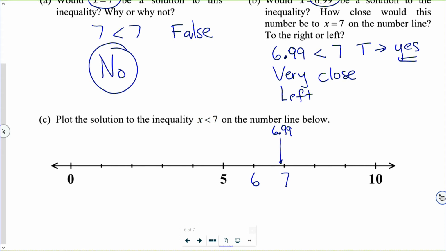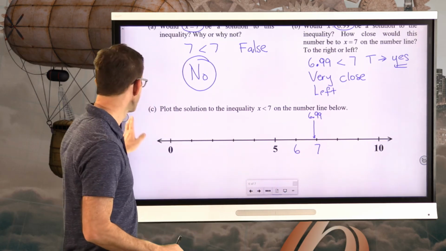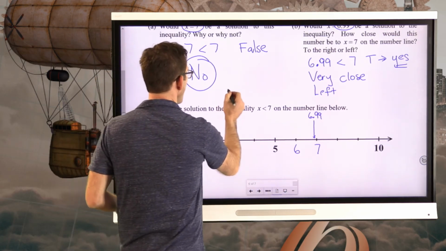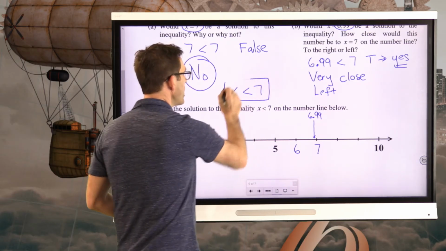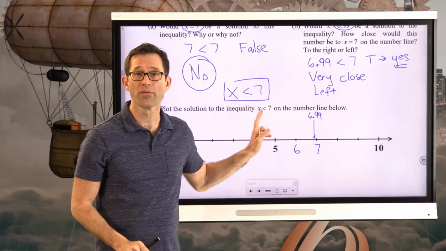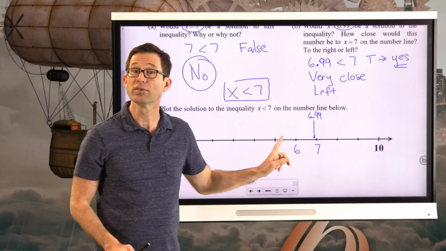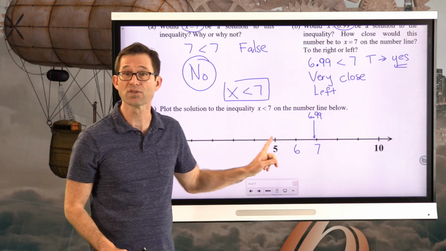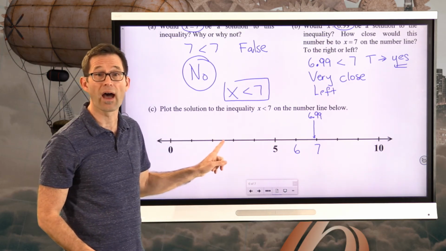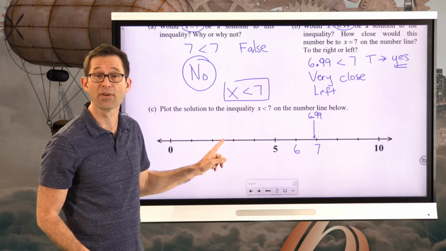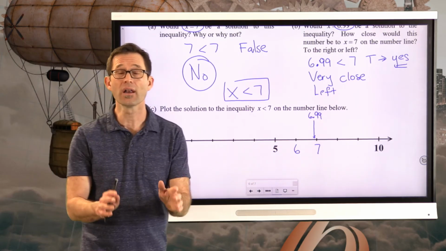Now, keep in mind, 7 is not part of the solution to this inequality. Let me write the inequality right here so I don't have to go back up. 7 is not part of the inequality, but 6.99 is. By the way, so is 6, because 6 is less than 7. So is 5. So is 2.5, that would be right here. It's less than 7. In fact, any number to the left of 7 is going to be less than it.